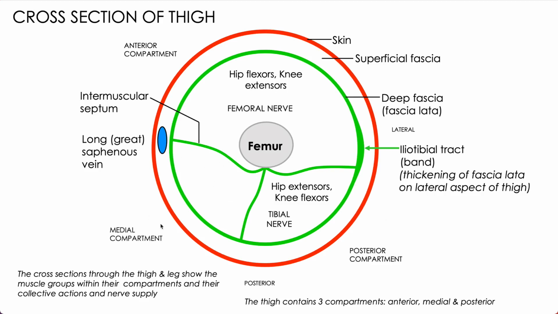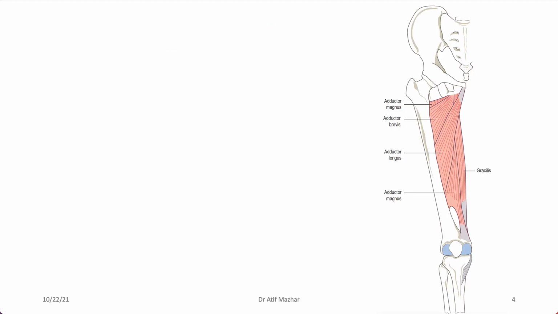So what does this medial compartment muscle group do? Those muscles included within the medial compartment of the thigh, their main job is they are the adductors of my thigh. At what place? At the hip joint. So they are the adductors of my hip. And the nerve that controls them is the obturator nerve, which also comes from my lumbar plexus.